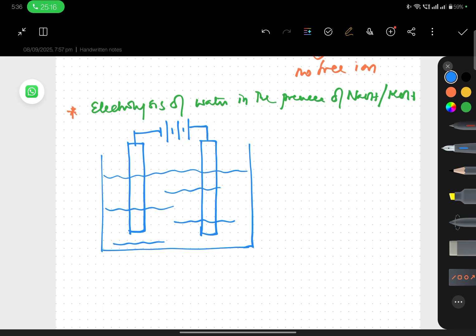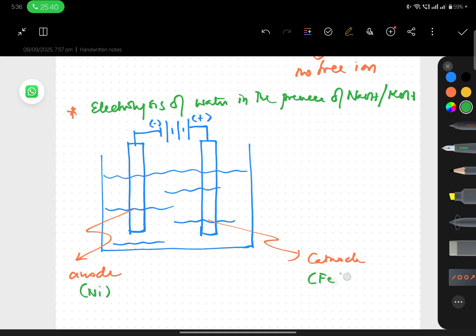So we are connecting it to a battery. Okay. This means minus, this means plus. This is anode. This is cathode. At anode they'll take nickel metal. At cathode they'll take iron metal. Please make a note.